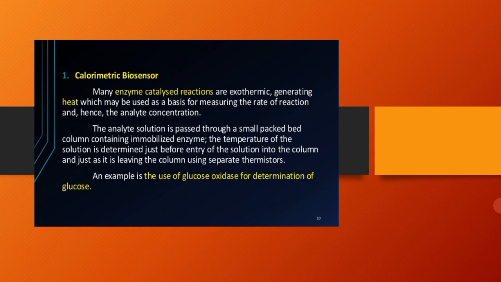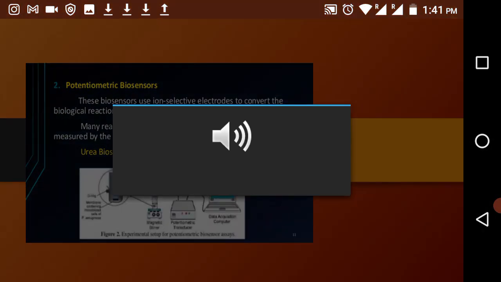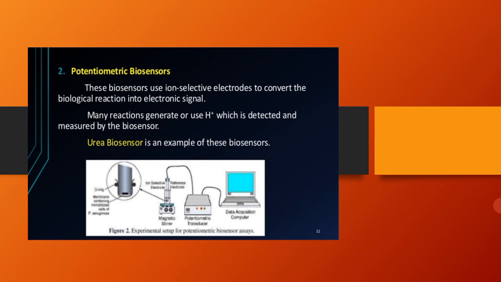So this is for the colorimetric biosensors. Now we will see the potentiometric biosensors. As the name says, potential is involved. Potentiometric biosensors use ion selective electrodes to convert a biological reaction into an electronic signal. This ion selective electrode converts the biochemical reaction into electronic signals.